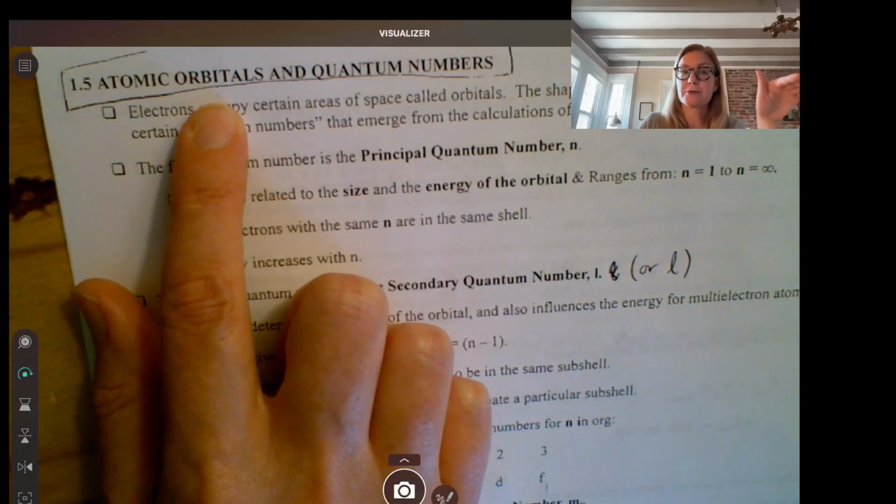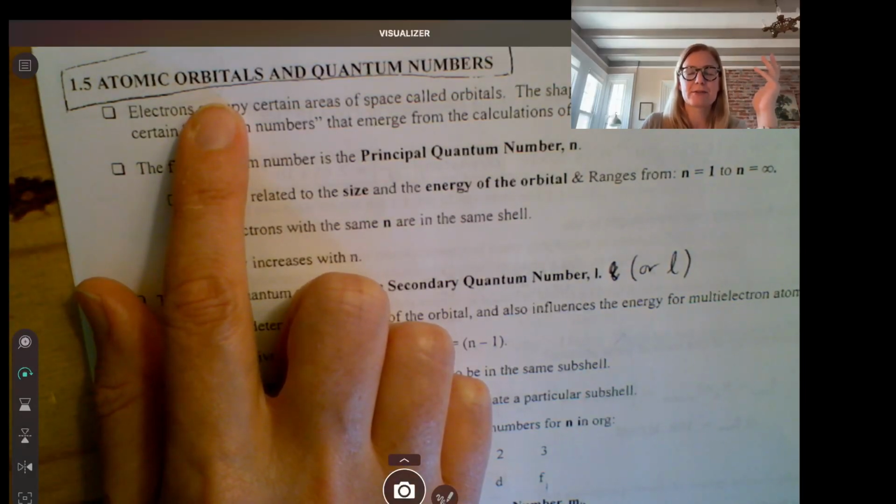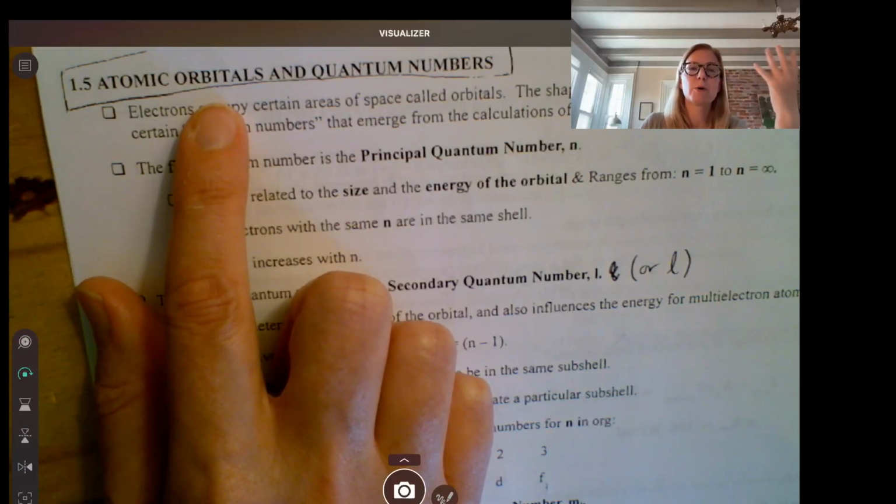What we know now is that electrons are in orbitals. Orbitals are not circles. I hate the word orbital because it sounds like a circle. It's not a circle, it's not a sphere. An orbital is a 3-dimensional region of probable location where an electron is likely to be found, and they have all different shapes.